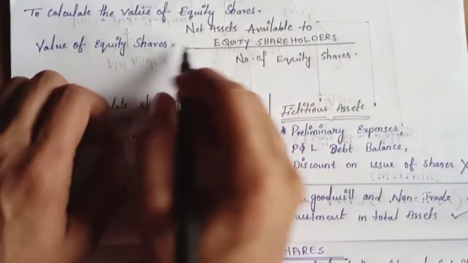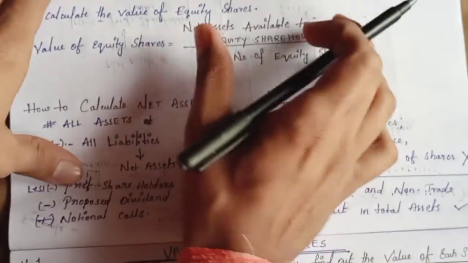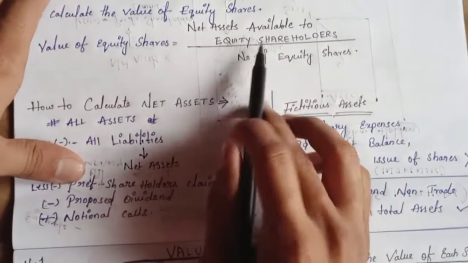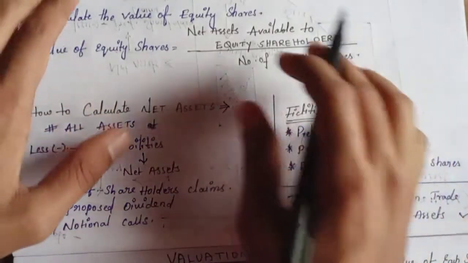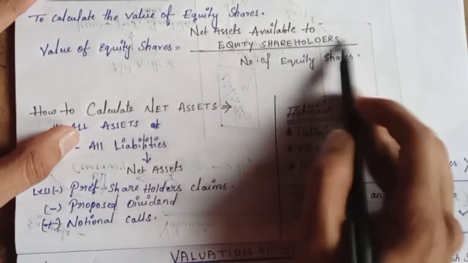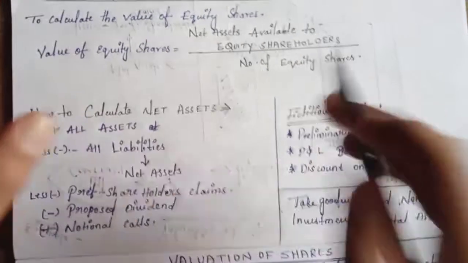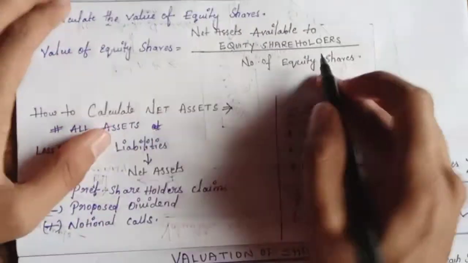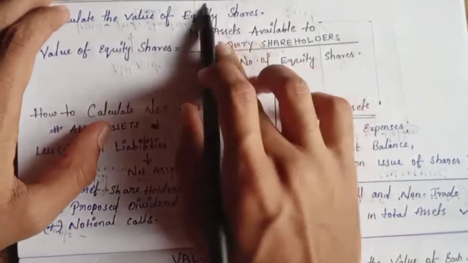So now here is the formula of the net asset method. To find the value of equity shares, first we take the net assets which are available to the equity shareholders. We saw how to calculate this, right? So we take net assets available to equity shareholders only and divide it by the number of equity shares. And then automatically you will get the value of equity shares, right? So this is how you calculate the value of equity shares under the net assets method. Fine.